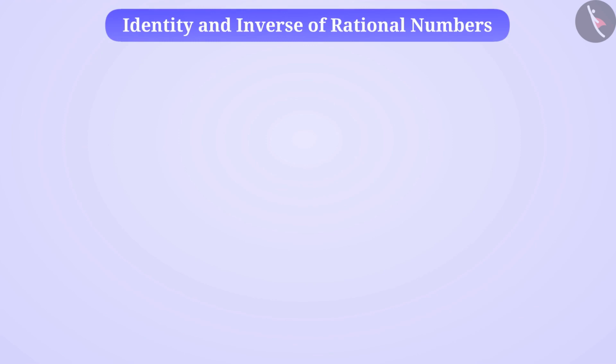Now consider the rational number 10 by 11. Can you tell me a rational number which when multiplied with this 10 by 11 gives the answer 1? Think. Absolutely correct. Such a number is 11 by 10.